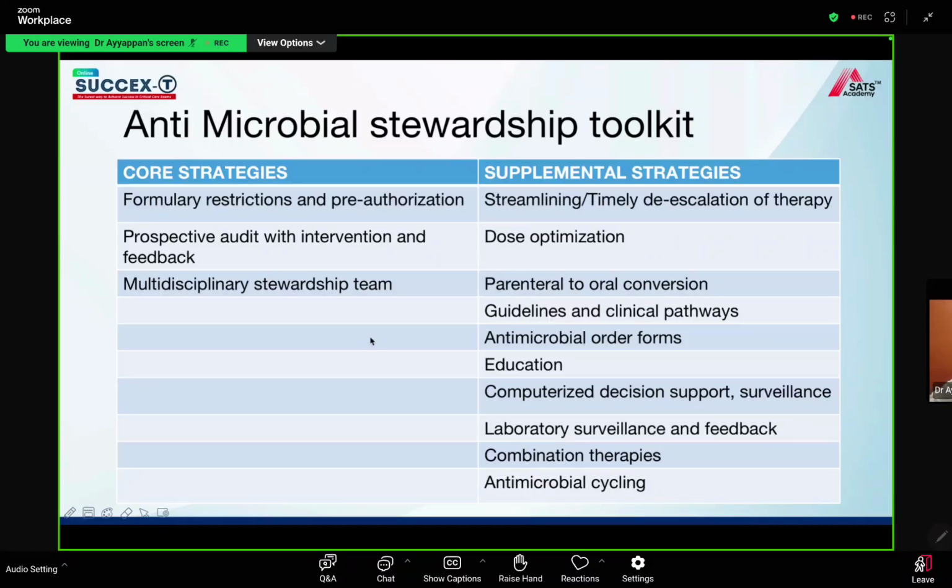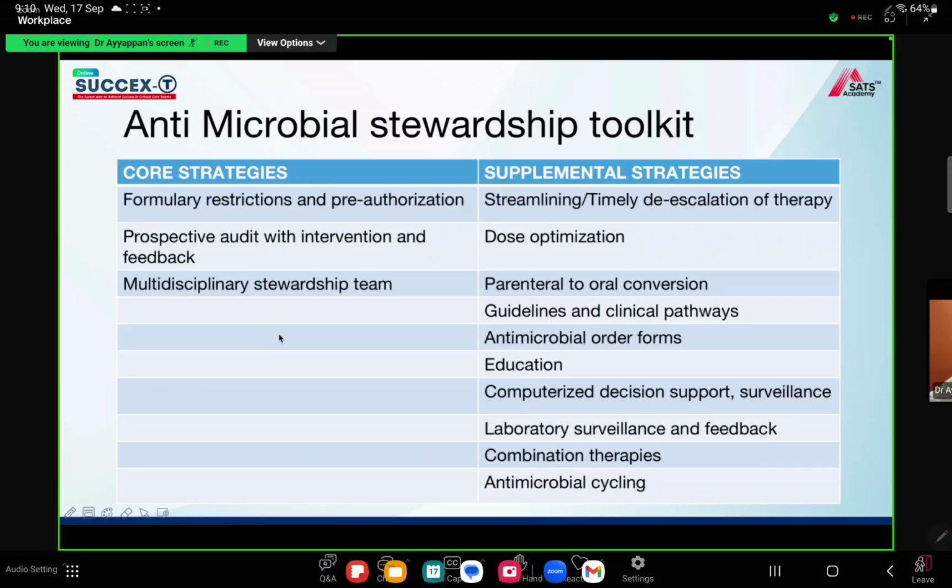Because what we do in our setup is, every month, every 3 months, every quarter, we release a site-specific as well as bug-specific culture report or the patterns which we have in our hospital, so that the clinicians will know if it is a urinary tract infection, it is going to be this bug most commonly, and the resistance pattern is going to be this, so that they can decide on the appropriate antimicrobial therapy and educate all the stakeholders, not only the doctors, but also the nurses who are the ones who have to enforce the administration of the drug.